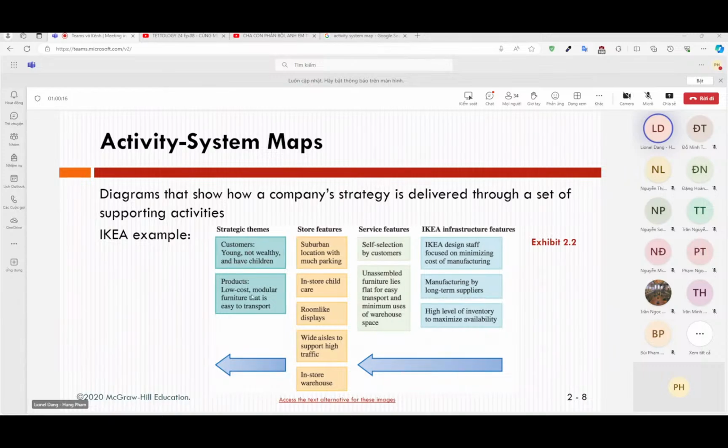Okay, very good. So the ones here are basically the qualifiers that help them to achieve the main objective, which is low cost, modular, and easy to transport. You understand?